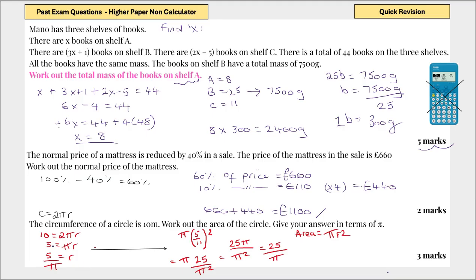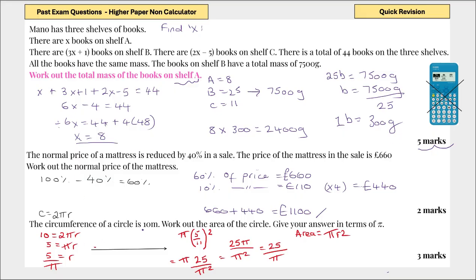Next one, worth 3 marks. This is where you need to remember your formulae. So the circumference of a circle is 10 metres. Work out the area of the circle and give your answer in terms of pi. Now, because it's a non-calculator question, they're not going to expect you to work out with pi in decimals. So instead of pressing the button to turn it into a decimal, you just leave it as it is. Don't touch the calculator, just give it as the answer states.